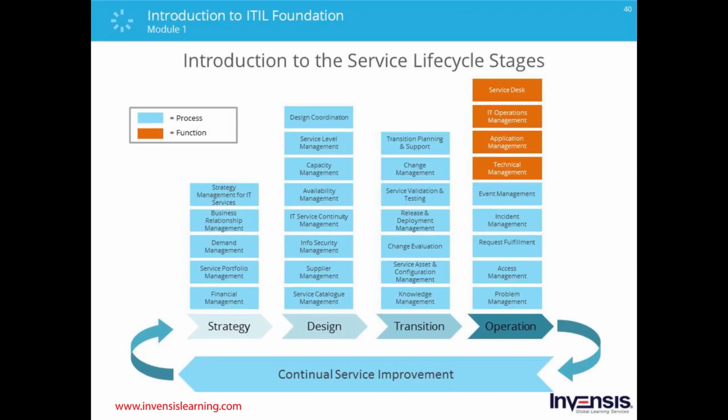We are not going to talk about service validation and testing. It is at the intermediate level. Change evaluation is also at the intermediate level. Fortunately, not going to talk about that. Documenting all the assets is this one, service asset and configuration management. I'm going to call that SACM just for convenience.